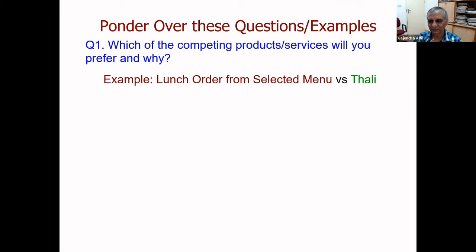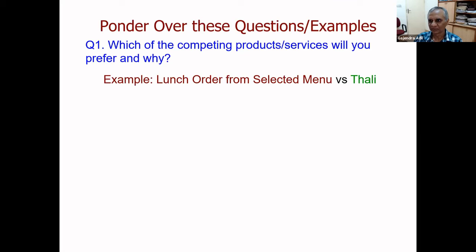What else? Sir, thali is basically a standardized product, and if I go for a selected menu, I can get according to my choice. That is where I would choose the selected menu, where I can choose what I want to eat. But thali is just a standardized product, and it would cost me less, obviously, in comparison to the selected menu. Any other point? Then I will just summarize.